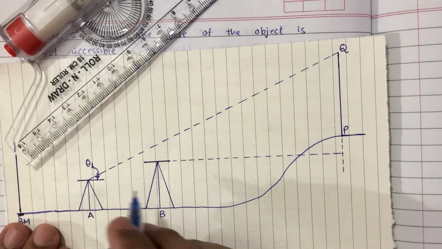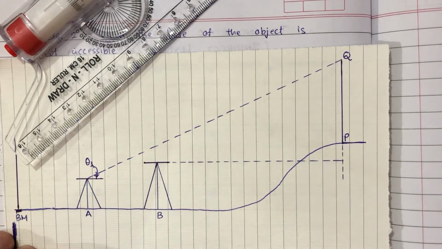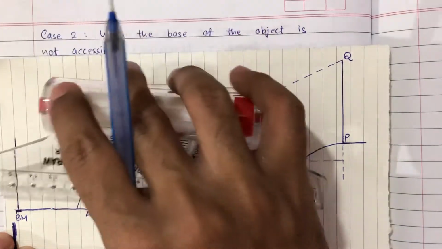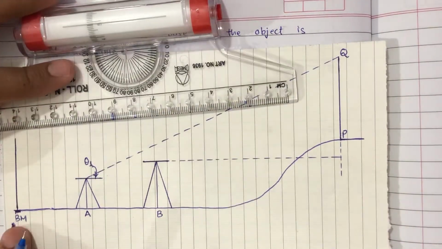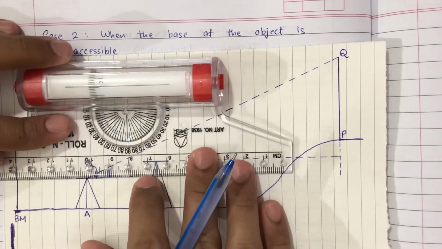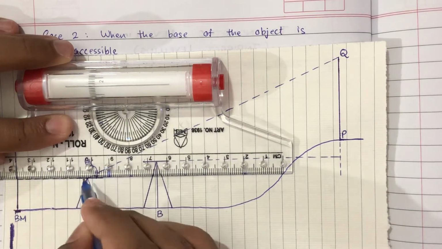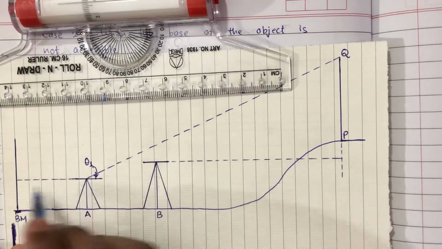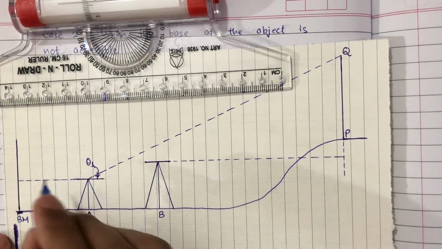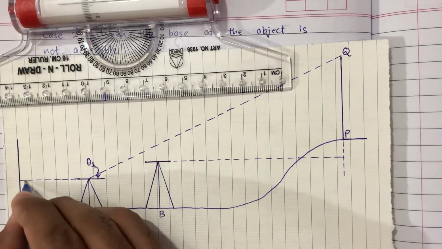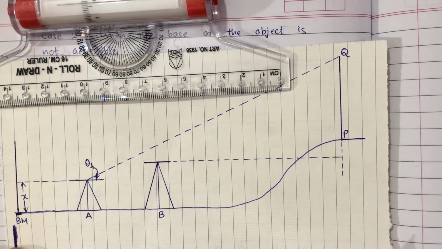This angle can be measured very easily with the help of this theodolite at this point A. The backside reading is taken on the leveling staff at this benchmark. The leveling staff is held vertically at the benchmark and the backside reading is taken with the theodolite. Now let this backside reading be called X.